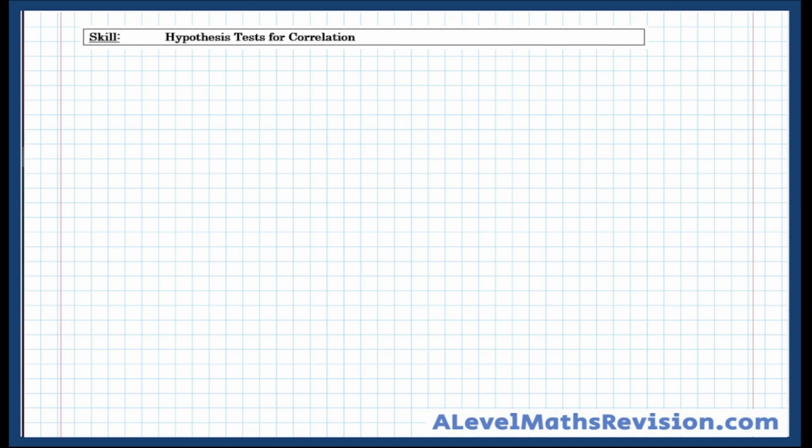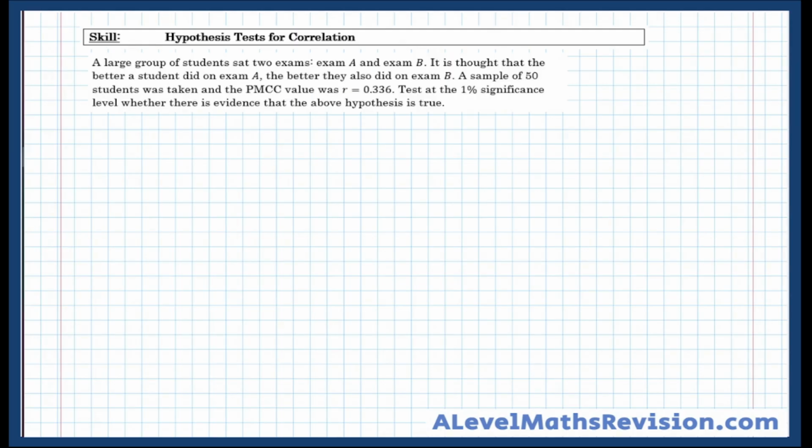In this lesson, we're going to have a look at how to perform hypothesis tests for correlation between two data sets. So we'll get straight into this with an example. The question says, a large group of students sat two exams, exam A and exam B. It's thought that the better a student did on exam A, the better they also did on exam B. A sample of 50 students was taken and the PMCC value was R equals 0.336. Test at the 1% significance level whether there is evidence that the above hypothesis is true.